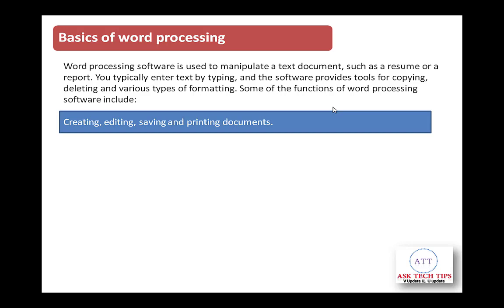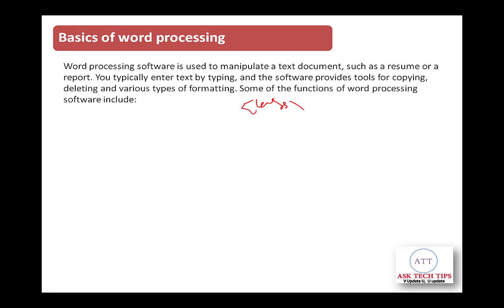For example, I created a document with the name class 1. This is the file name, class 1, so I can save it. If I want to change or alter any text within the document, we can do that.